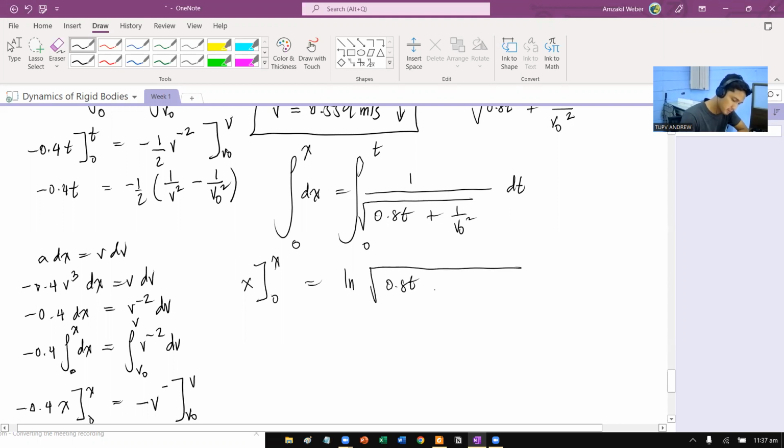0.8t plus 1 over v naught squared. ln u is du dx over u, which is 0.8. So minus natin di 0.8. Cancel lang itong 0.8. 0.8 na ba over u. Alright, this would be 0 and t.